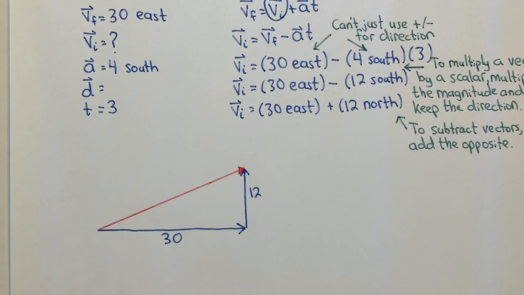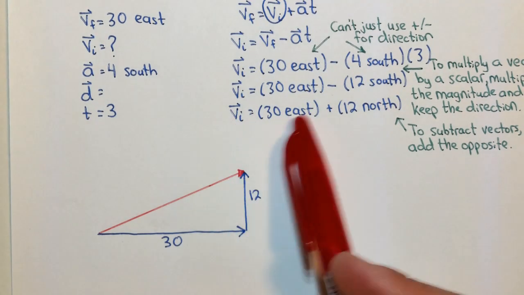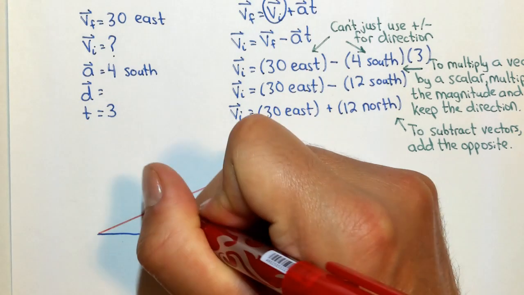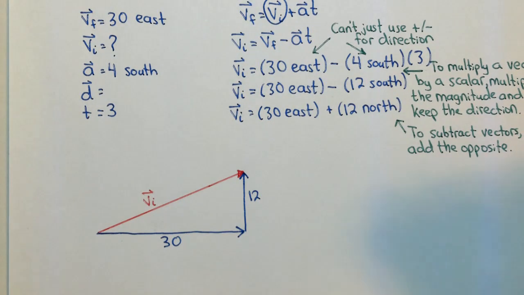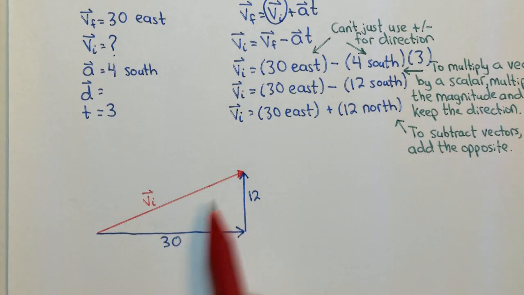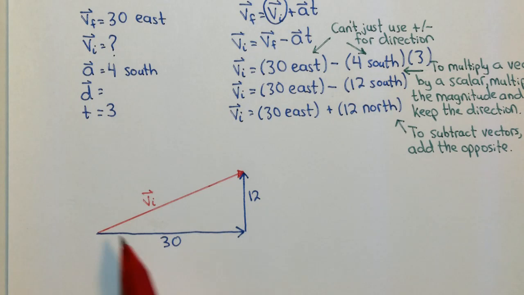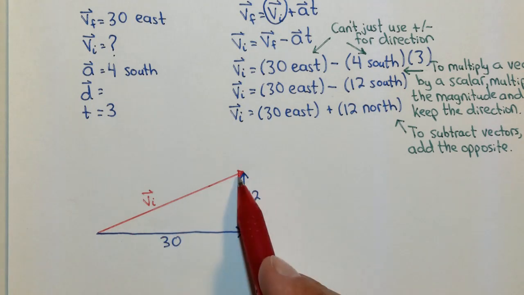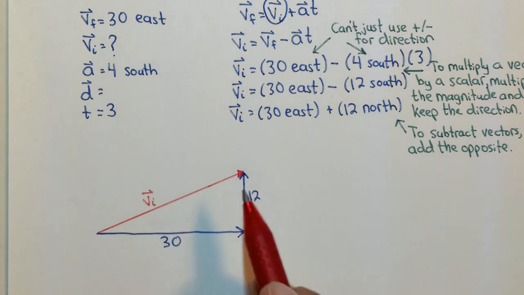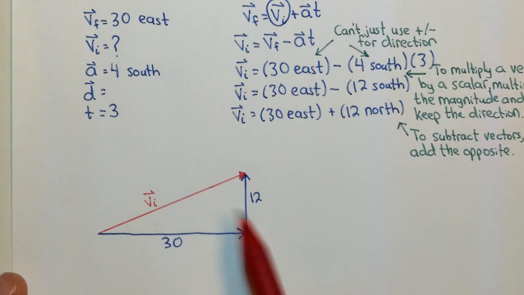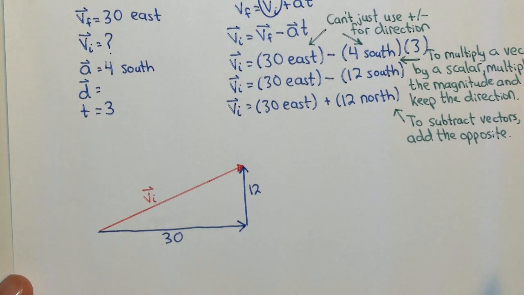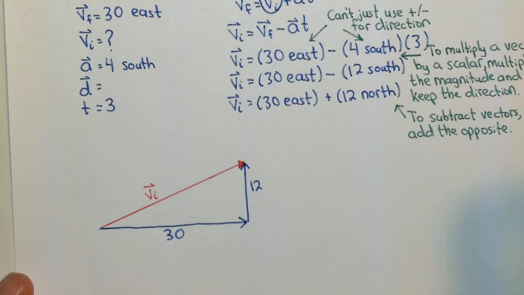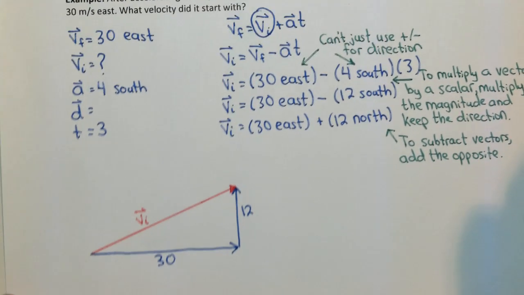Okay, so VI is basically the result of adding these two things together. So this resultant here is my VI. That's what I'm looking for. Because this is a vector, it has to have magnitude and direction, meaning I'm going to find the length of this and also the way it's headed. It's not going straight north, it's not going straight east, it's going somewhere between the two. So I'm going to have to use an angle to accurately define this direction.